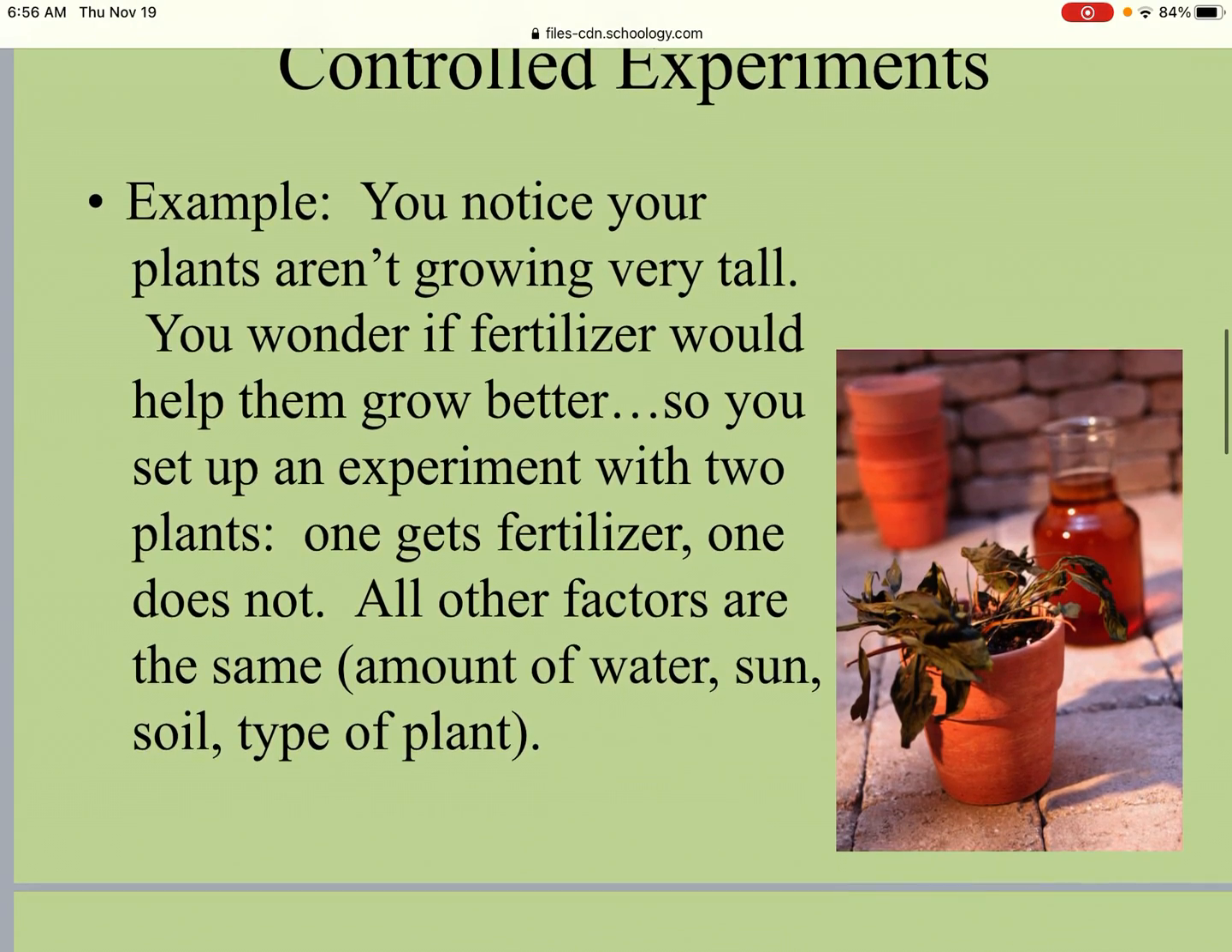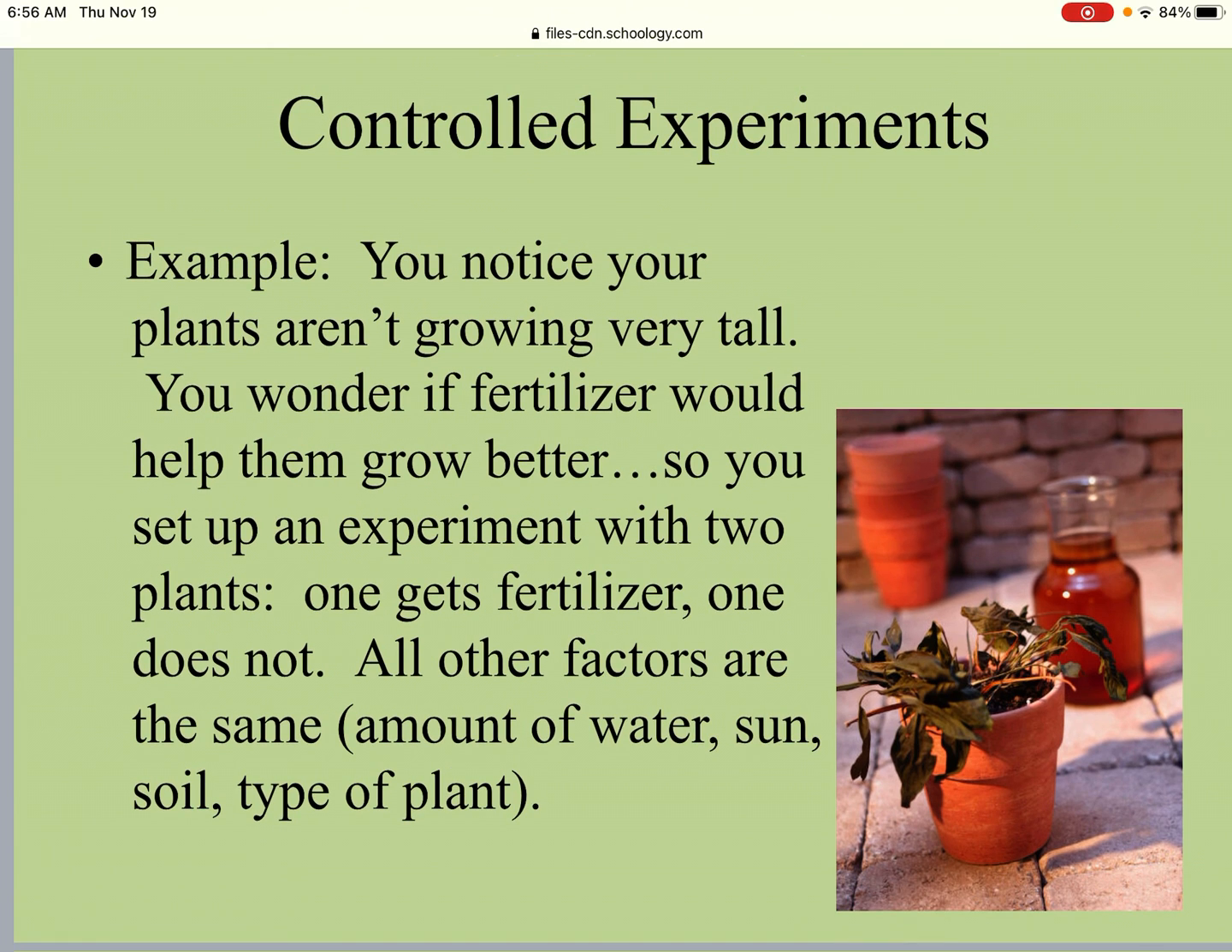For example, if you notice that your plants aren't growing very tall, you wonder if maybe fertilizer would help them grow better. So you set up an experiment with 2 plants. One of them gets fertilizer, one of them does not. Everything else, all the other factors are the same. You're going to give them the same amount of water, the same amount of sun, soil, and you're going to use the same type of plant.